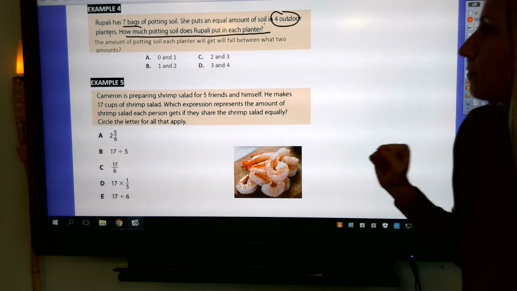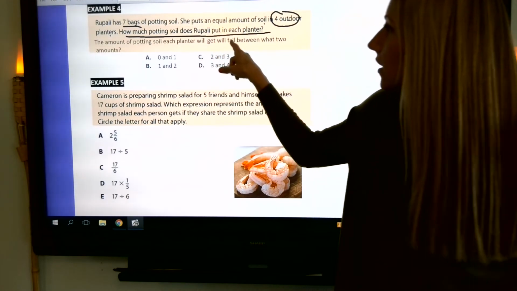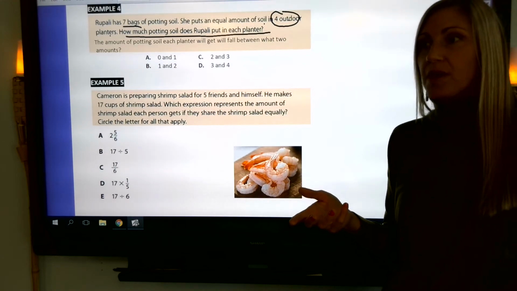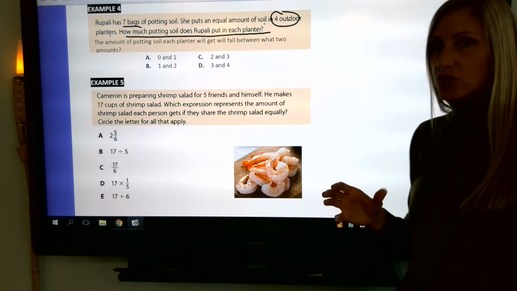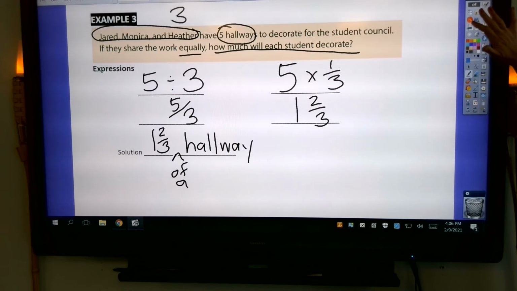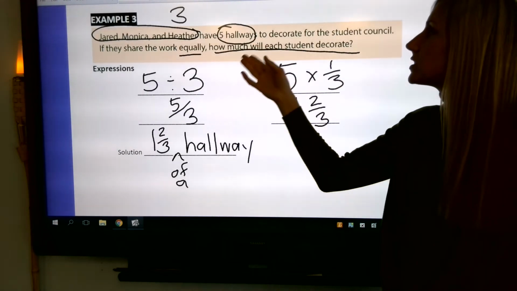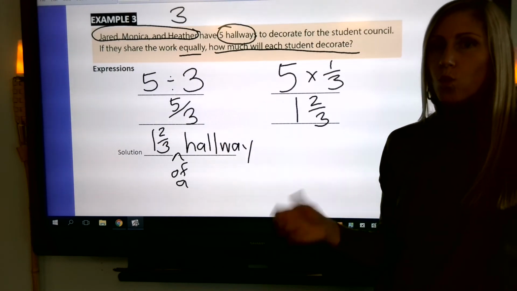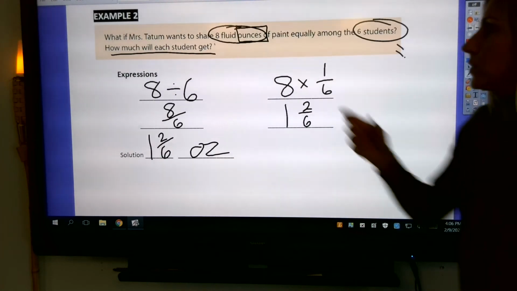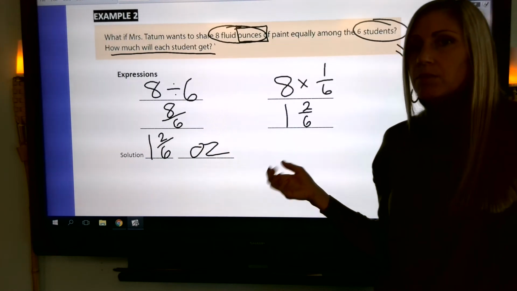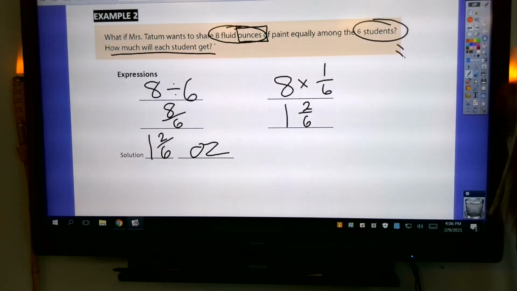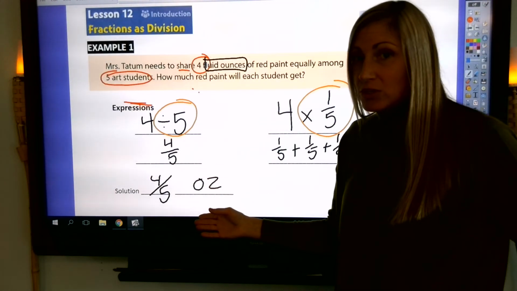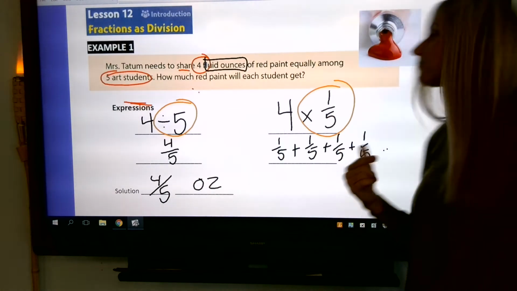Okay. The amount of potting soil in each planter will fall between what two amounts? So it's kind of like what we would think about with benchmarks. What will our answer be between? So if we think about that with these problems, we could look at this and go, okay, I'm doing 5 divided by 3. My answer is going to be between 1 and 2. I'm doing 8 divided by 6. My answer is going to be between 1 and 2. This one, though, I'm doing 4 divided by 5. My answer is going to be between 0 and 1.